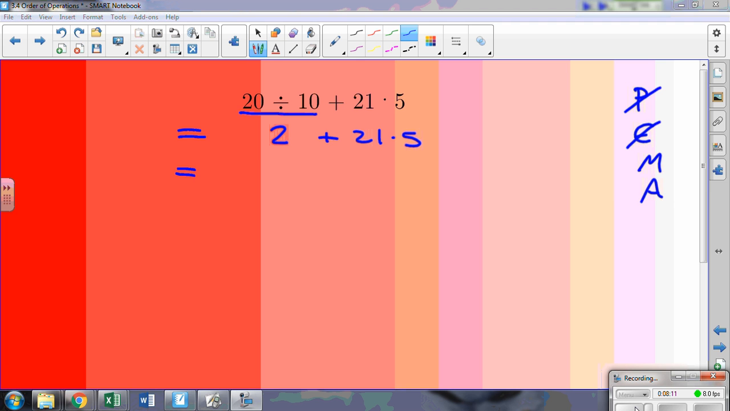Do we still have multiplication or division? Yes, so now we need to keep going with this. 21 multiplied by 5 equals 105. Do we still have multiplication and division? No, so that's gone. With this last piece of adding, 2 plus 105, 107. I want to emphasize, mixed multiplication and division is done from left to right.